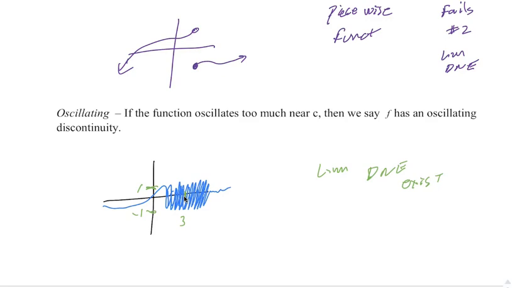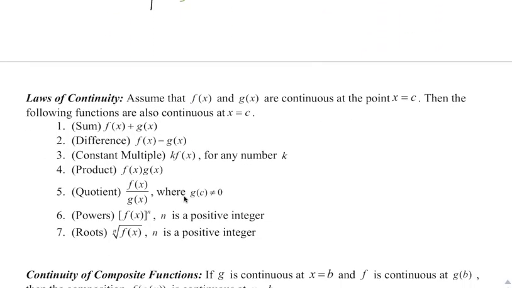Let's talk about some laws of continuity, actually.